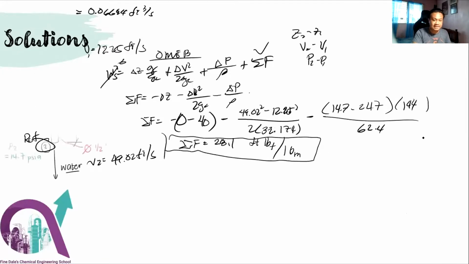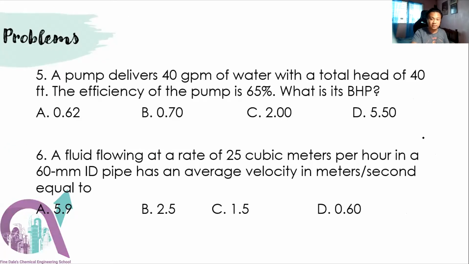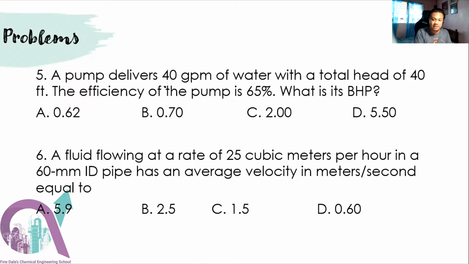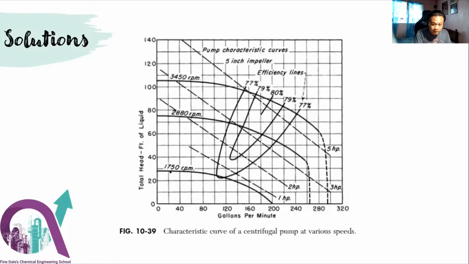Okay? Next, a pump delivers 40 GPM of water with a total head of 40 feet. The efficiency of the pump is 65%. What is its BHP? So number 5. Let's check this figure. We have 40 GPM, 40 feet of head. Efficiency is 65%.